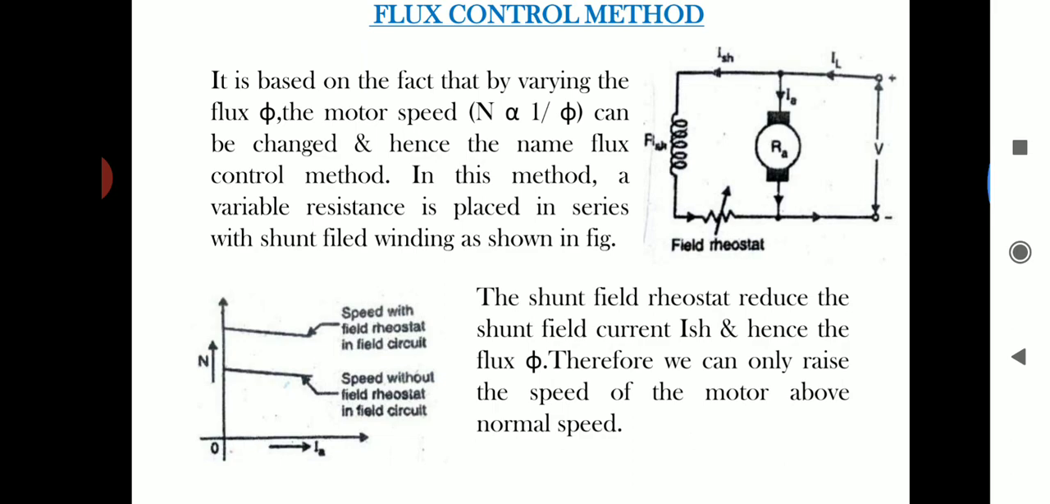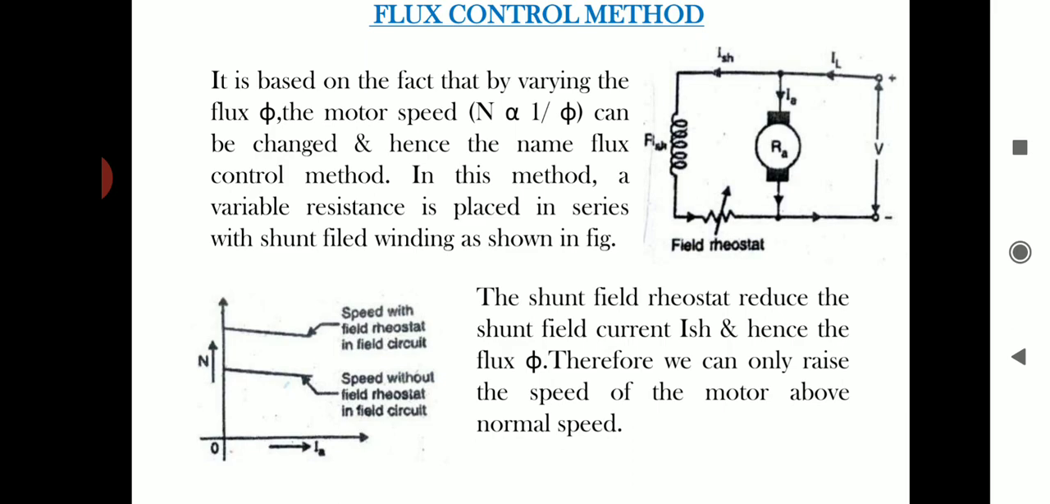We know the formula, N is inversely proportional to phi. So in this method, variable resistance is placed in series with the shunt field winding. This shunt field rheostat reduces the shunt field current. This ISH gets reduced because we have connected one resistance in series with the field winding. So it means that your flux phi decreases.